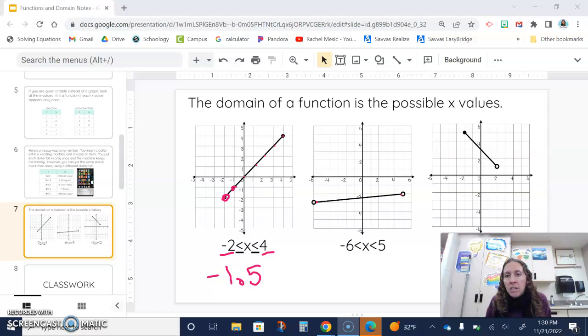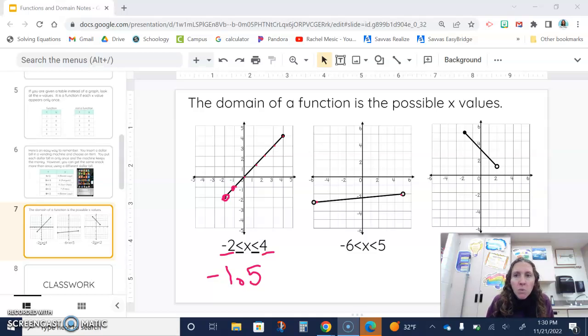All right, so for this one, our smallest X value could be -2, and it's a closed circle, so it could be equal to it. And then for positive 2, it can't be exactly equal to it. It can be super, super close.